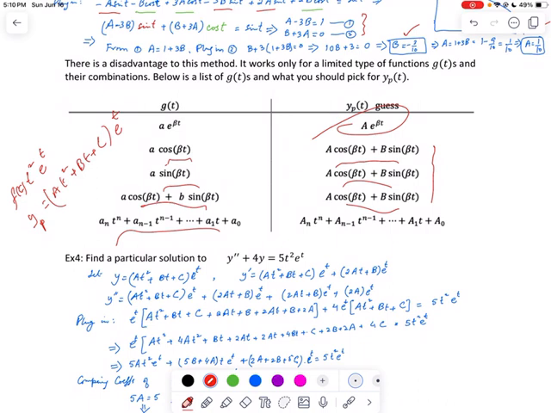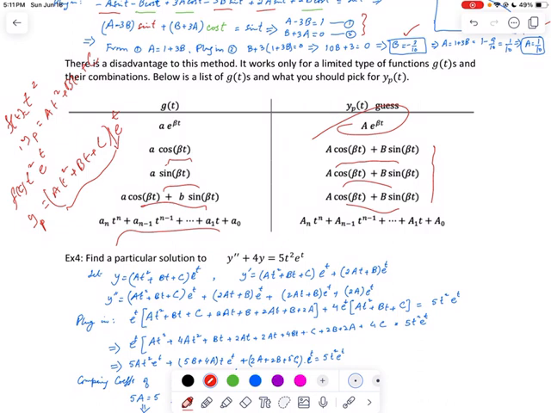Now you might say, okay, I understand that if we just had a t squared, if our f of t was just t squared, our guess would be a t squared plus bt plus c. That's what we have here. But what about e to the t? Because if we had e to the t, our guess would be a times e to the t. So why are we not putting a constant over here?